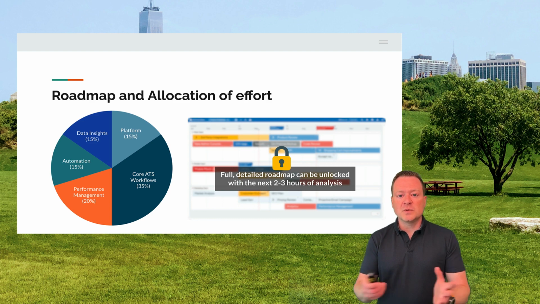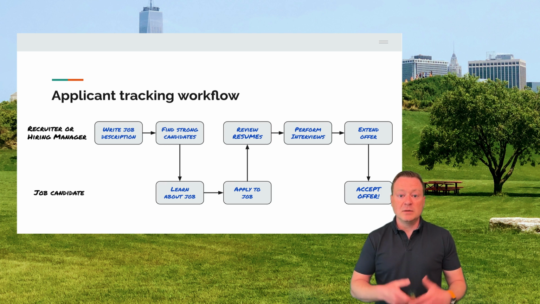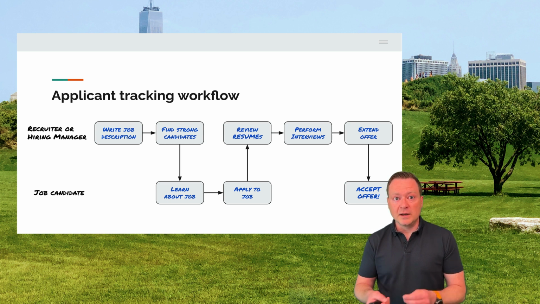So to transition from strategy to design, they also said take a problem that the product solves and redesign it and show how you're thinking about that. So from a product design perspective, first of all, what's the workflow? I outlined in its simplest form the workflow for applicant tracking. And you have the recruiter or the hiring manager, and then you have the job candidate. And the recruiter or hiring manager will write a job description. They will find candidates. The candidate will learn about the job, will apply to the job.